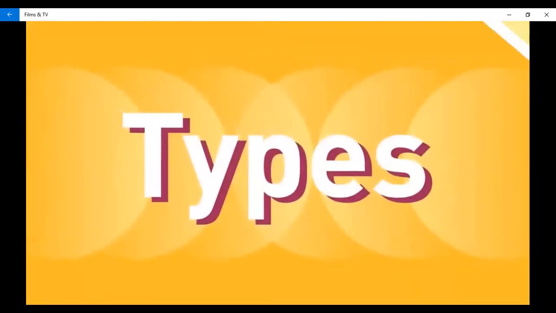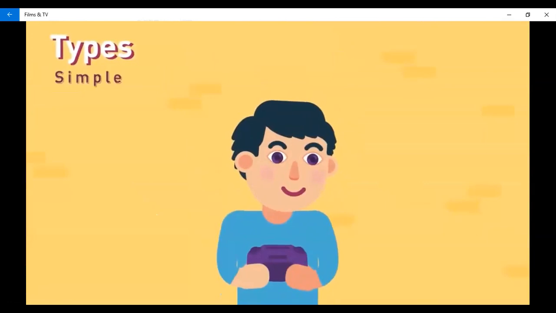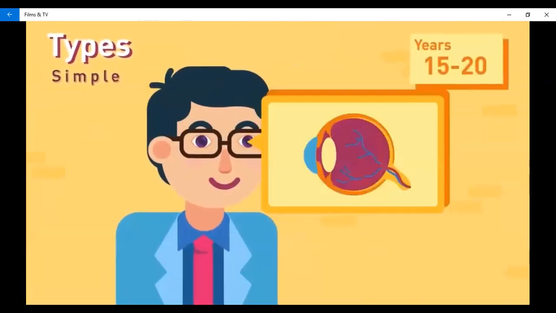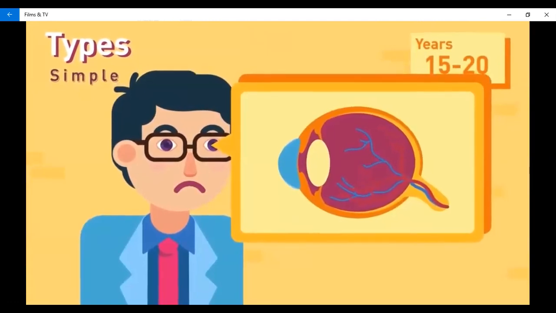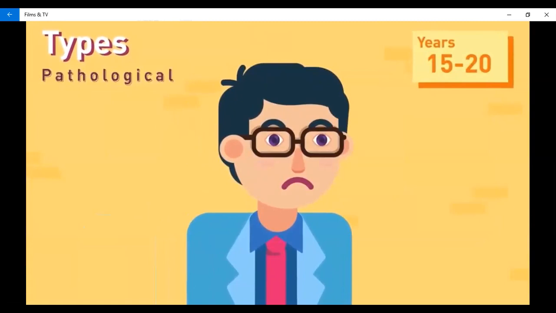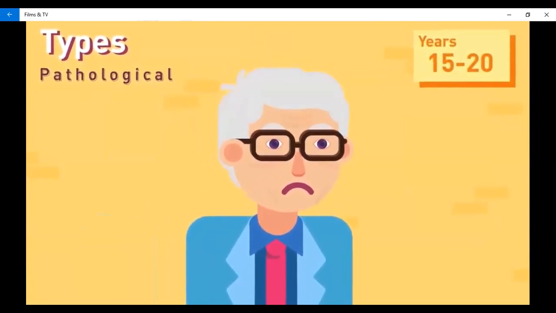Types. Congenital, from birth. Simple. Most common, starts from 5 to 10 years till 15 to 20 years and is mostly due to curvature or length problem of eyeball. Pathological. Hereditary, progressive, and is due to degenerative changes in the eyes.